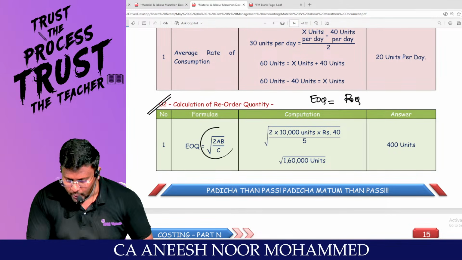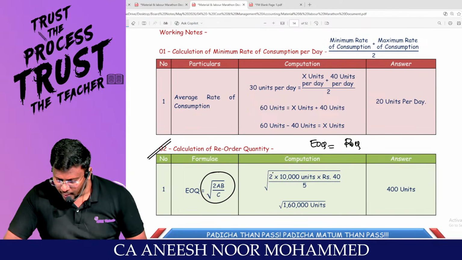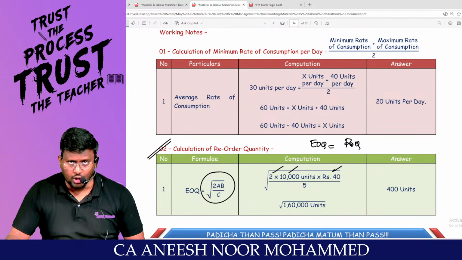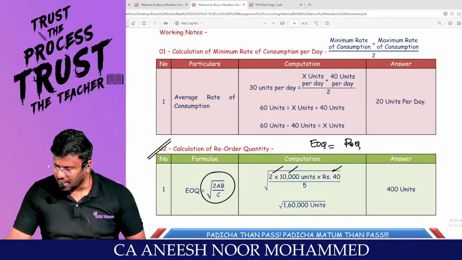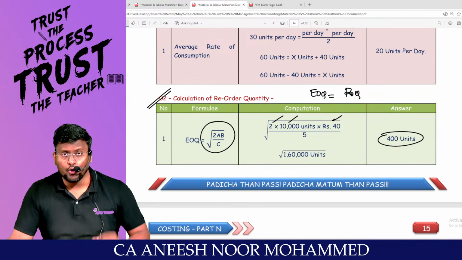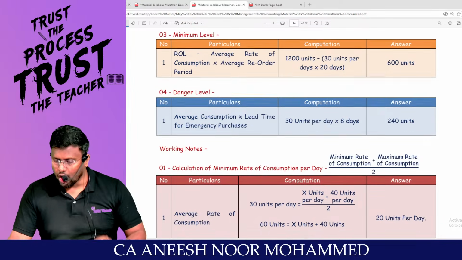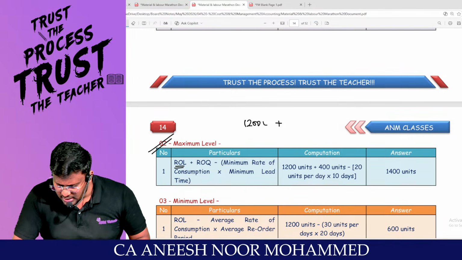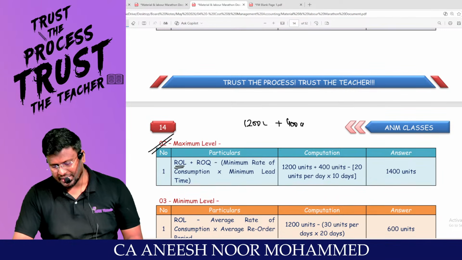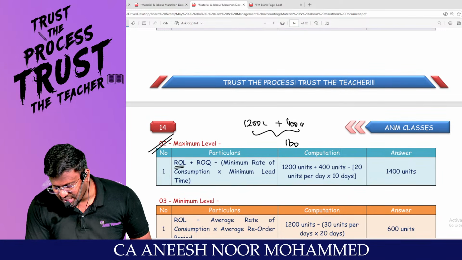Am I right, sir? Which is root of 2AB divided by C, which is 2 into 10,000 units into 40, divided by carrying cost per unit per annum. Root of 1,60,000, 400 units. You will be ordering one time. So when it is 1,200 units, you place the order of 400 units. So total 1,600 units will be there.